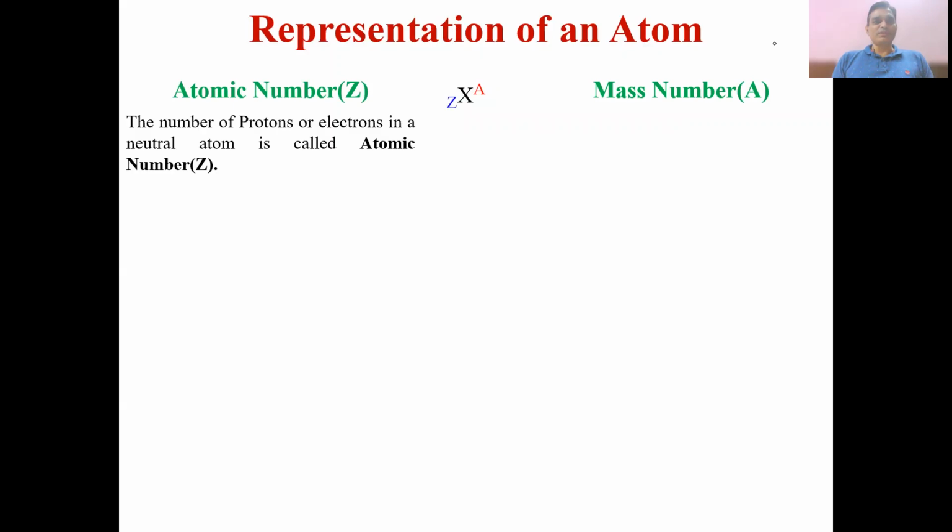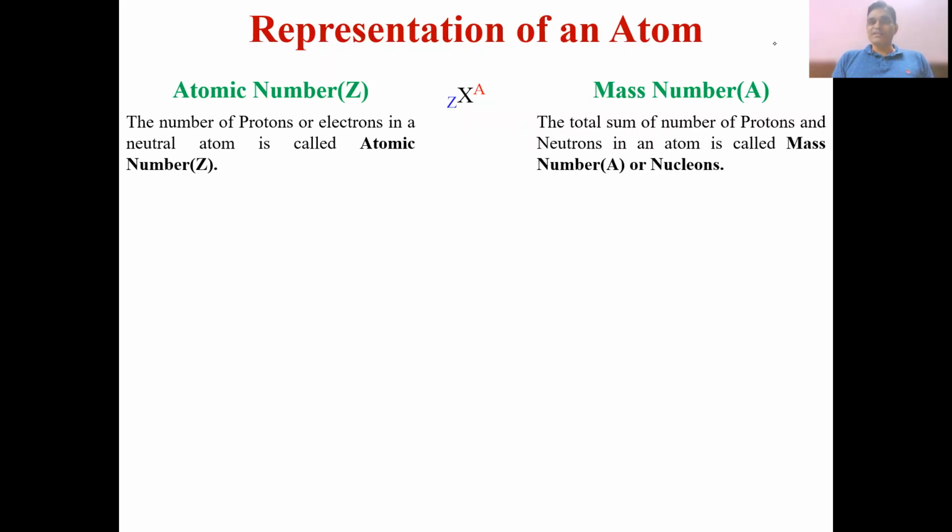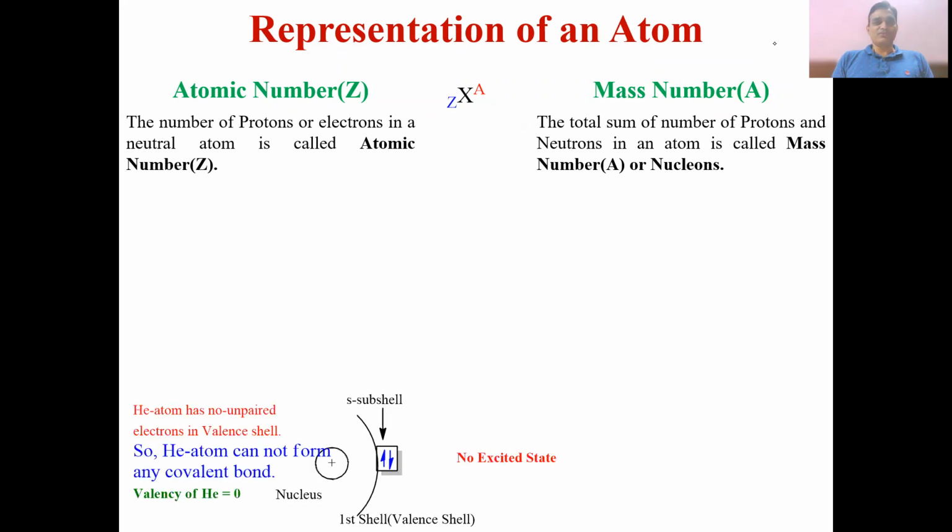So what is the atomic number? As we all know, the number of protons or electrons in a neutral atom is called the atomic number, which is represented by Z and written as a subscript, while the mass number is represented as A. The mass number is the total sum of the number of protons and neutrons in an atom, and it is also called the nucleons. The sum of protons and neutrons present in the nucleus is collectively called the nucleons. As you can see in the diagram, it represents the helium atom.